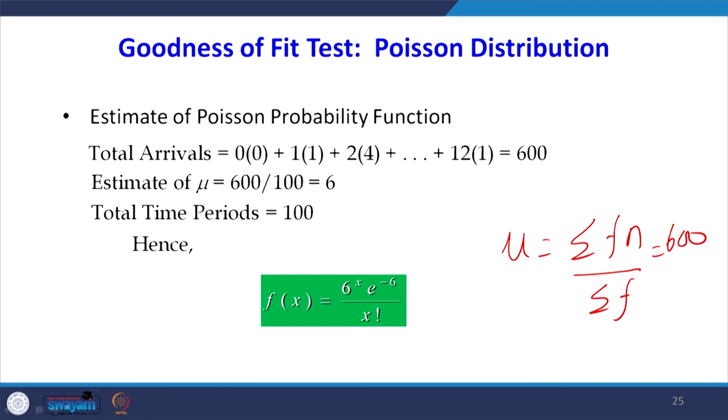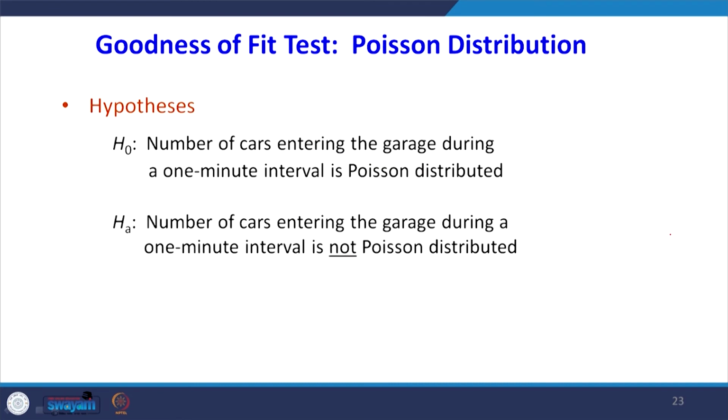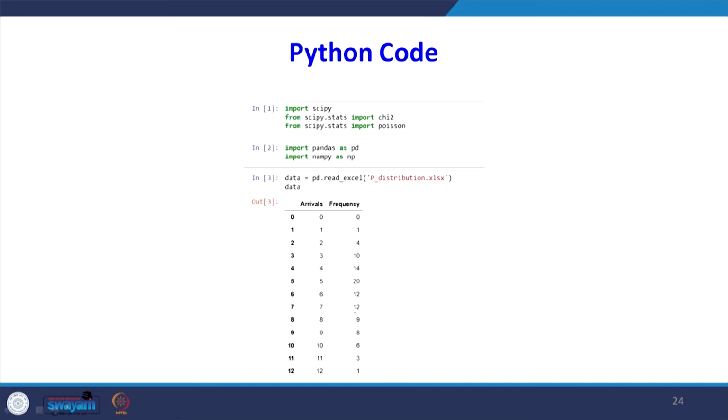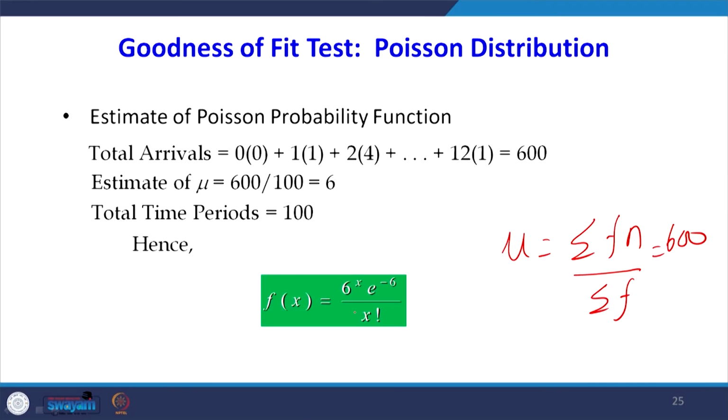So sigma f, when I go back, you see that when you add this frequency, that will be 100. So that value is 6. So the 6 is your mean. We know that our formula, traditionally, what is our formula?